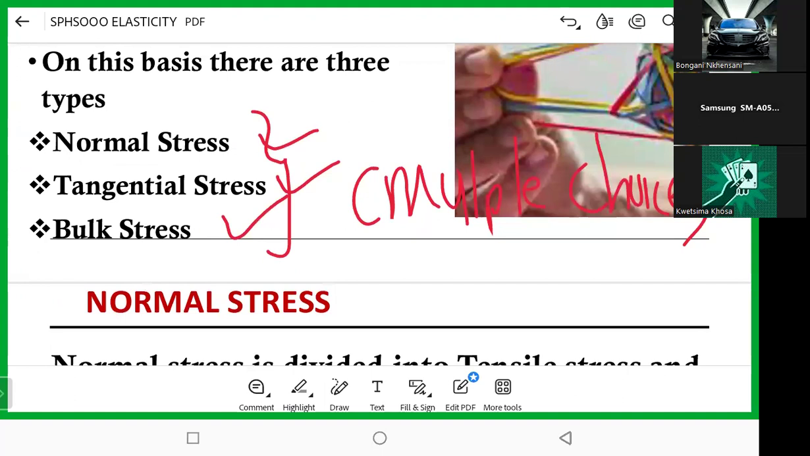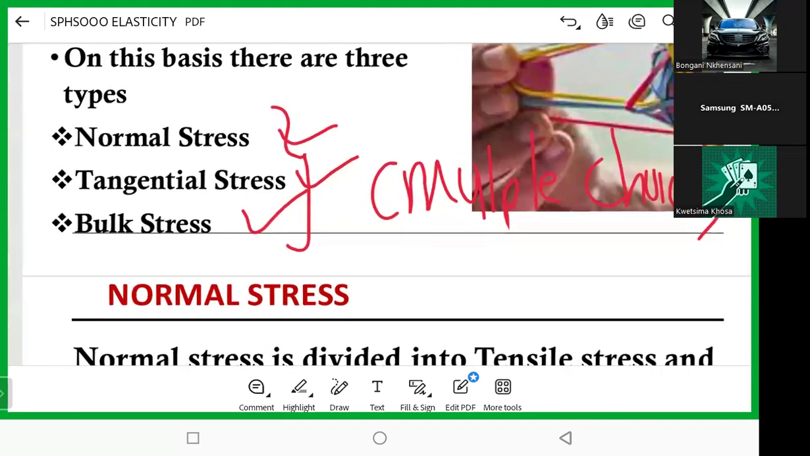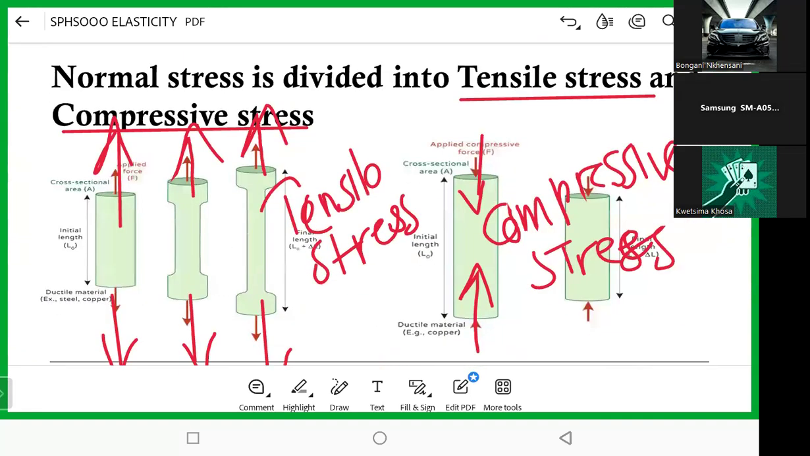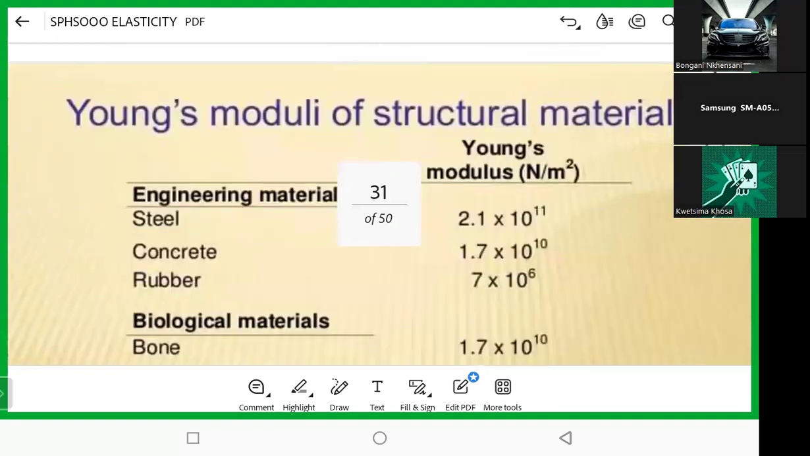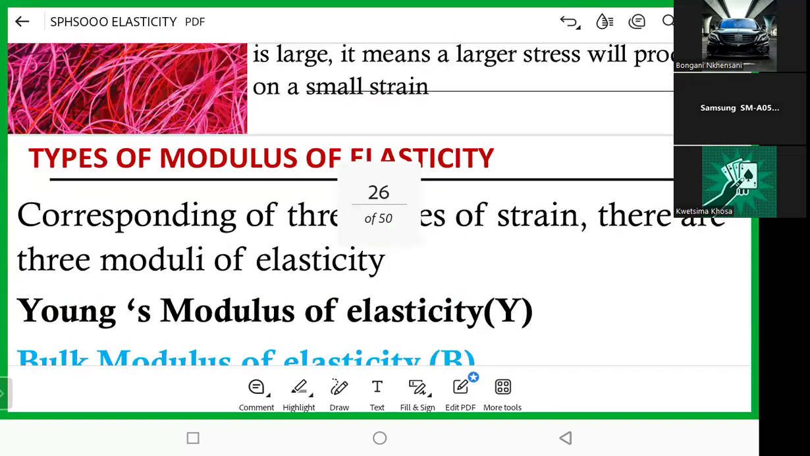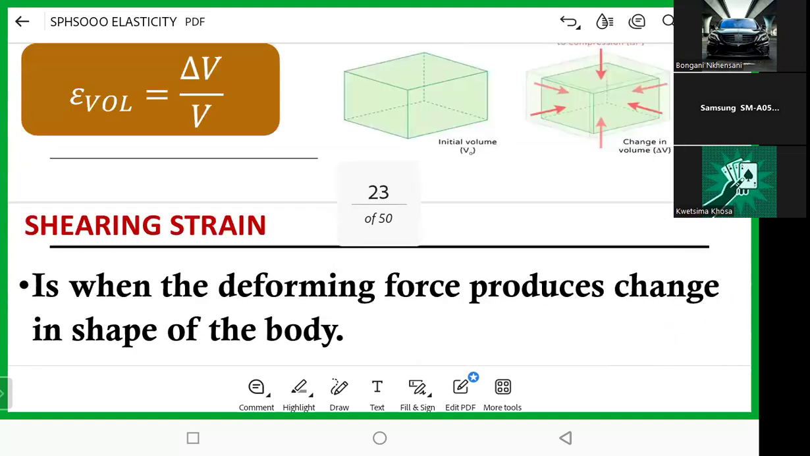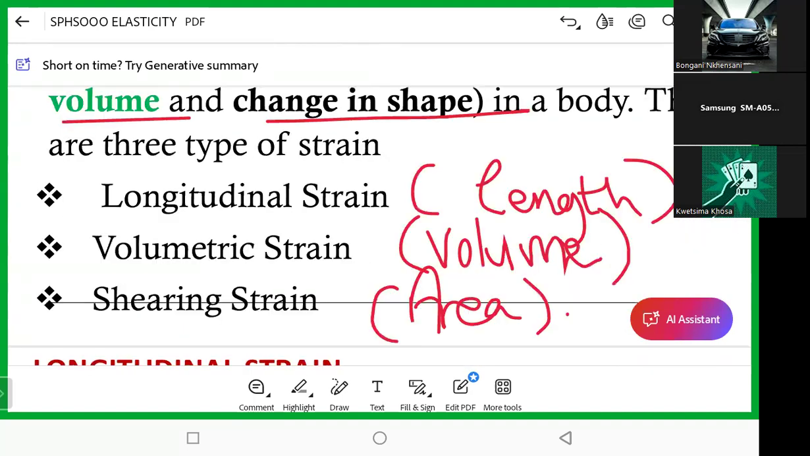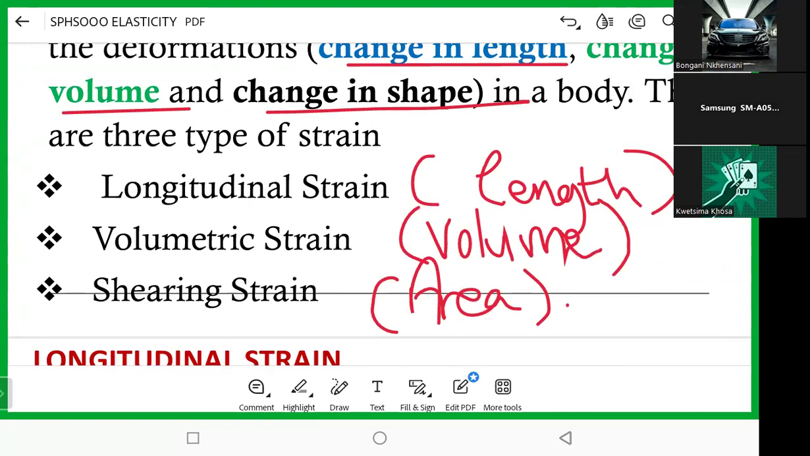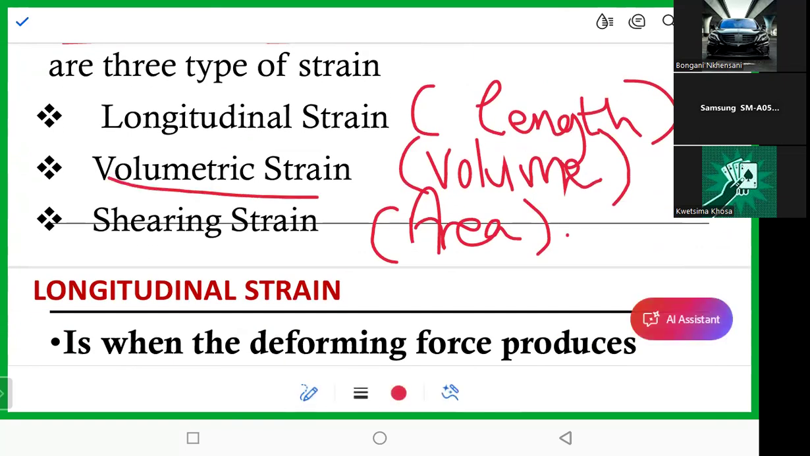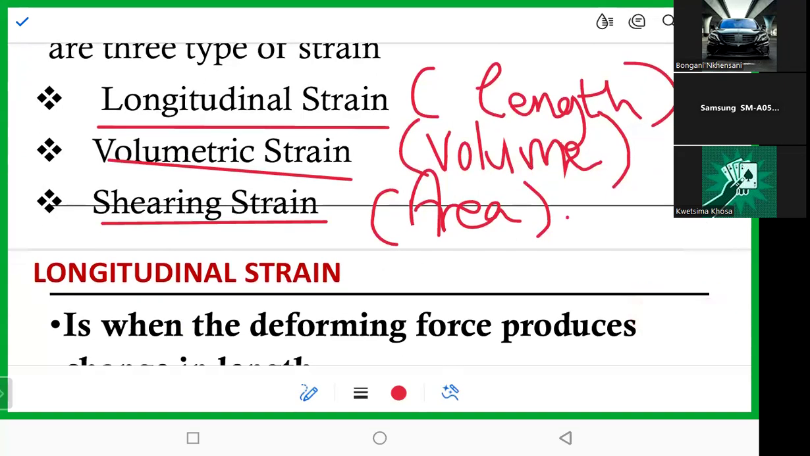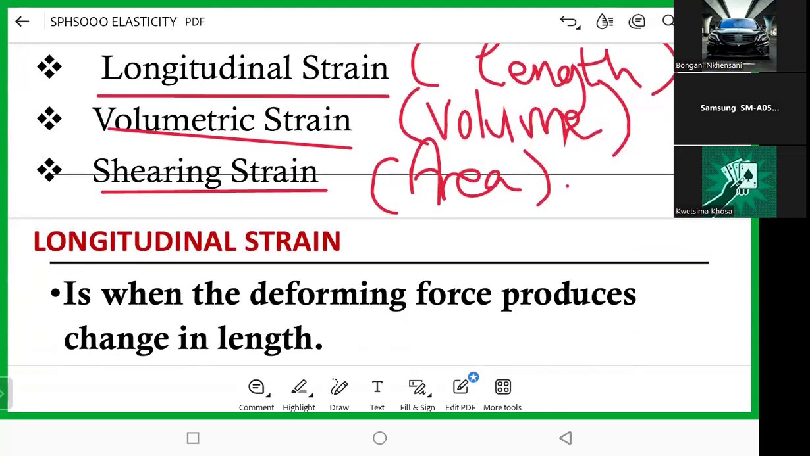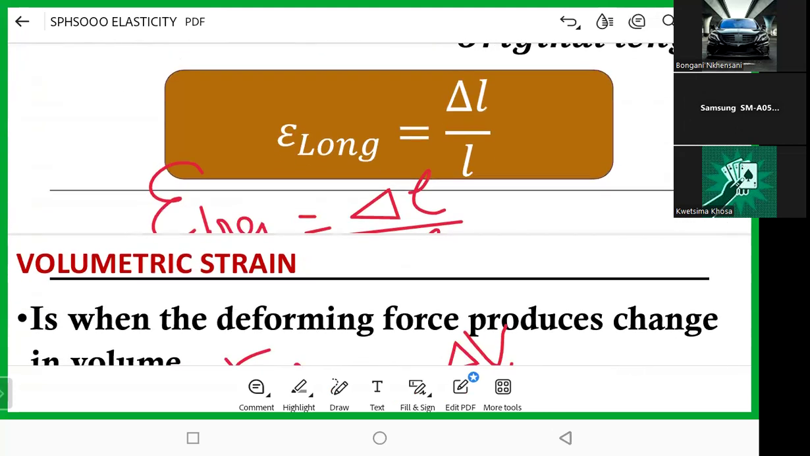Okay, well, it's fine. Now, this is so far. What I was saying while I was busy explaining down there, let me go back. I was saying that we've got three types of strain and also three types of stress. Let me start with strain because this one is straightforward. Types of strain: we've got longitudinal strain, volumetric strain, and shearing strain. Longitudinal is responsible for length, this one volume, that one for area. And these ones are the formulas.